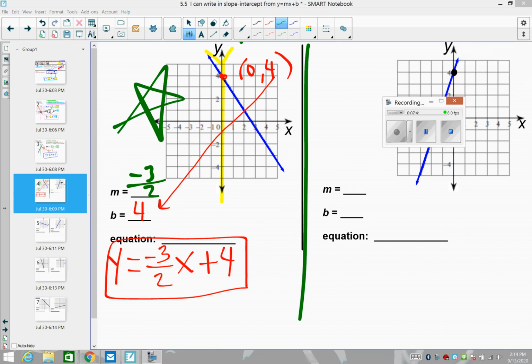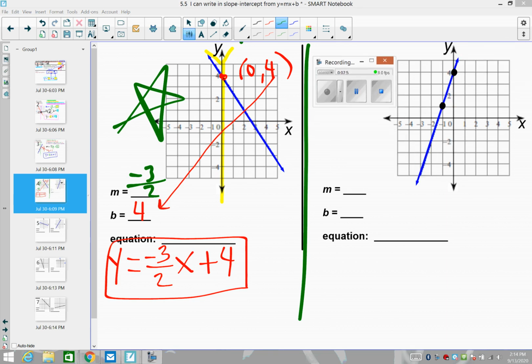All right, same plan here. I would like for you to try to find slope, find y-intercept, and write equation. Please do. All right, you should have given that a shot.